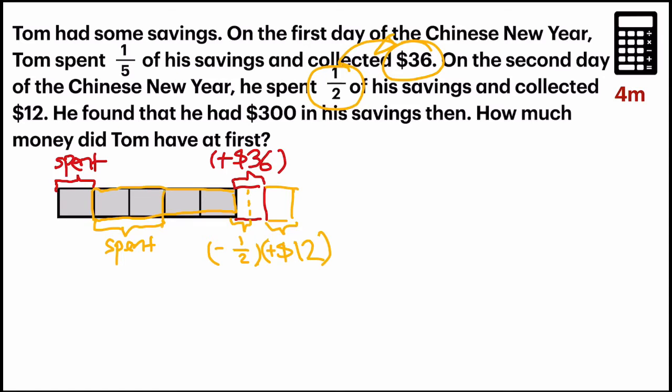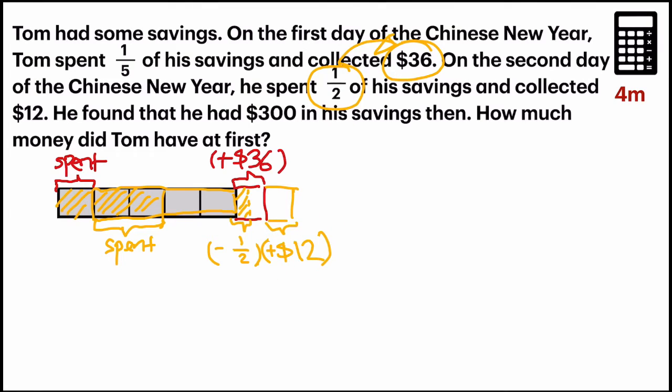Okay, so now I'm just going to cross out these parts that refer to spent, and those that are not crossed mean what he had left. And notice that the model that I've drawn doesn't have to be exact size. So my 36 may be the same size as my $12, but it's important to write the value at the bottom. Okay, so now back to the question.